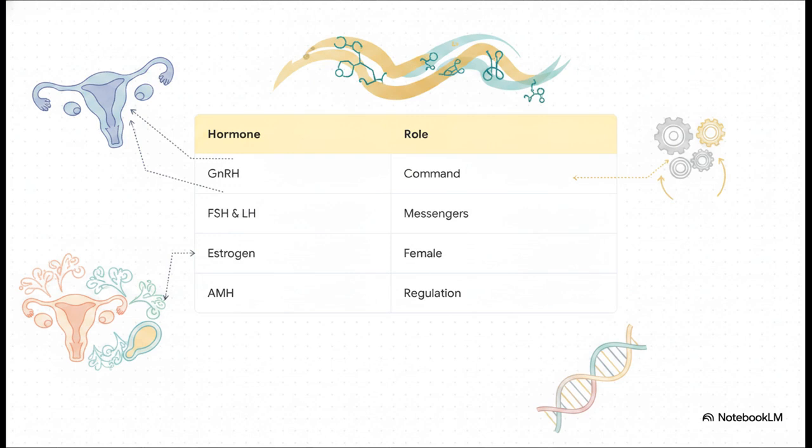Down at the gonadal level, the female system is producing estrogen and progesterone to regulate the cycle, while the male system pumps out testosterone. We also have to track vital regulatory hormones like AMH, anti-Müllerian hormone, which is an absolute game changer for understanding ovarian reserve, right alongside prolactin.